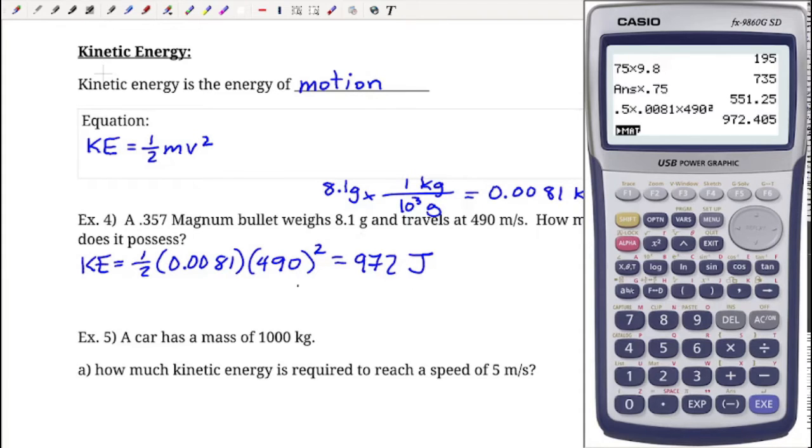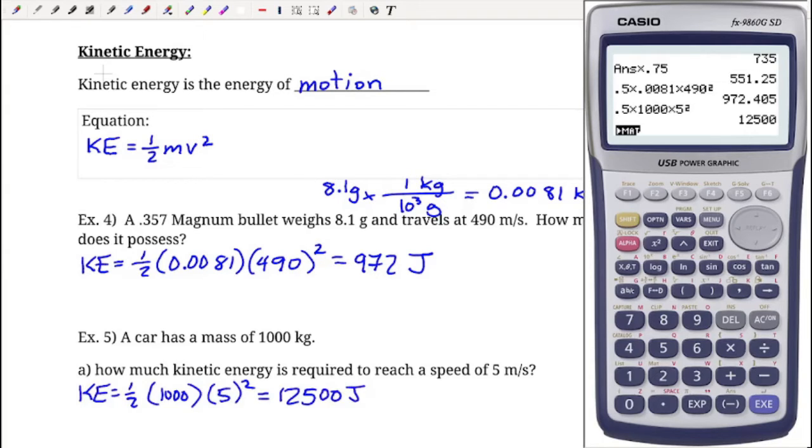All right, example number 5. A car has a mass of 1,000 kilograms. How much kinetic energy is required to reach a speed of 5 meters per second? In other words, it's asking basically how much kinetic energy does it have when it's going at 5 meters per second, because we know that to reach that speed, starting from rest, it would have 0 kinetic energy to start with. So why don't you pause your video and see if you can figure out example 5A on your own, and then come back and double check.